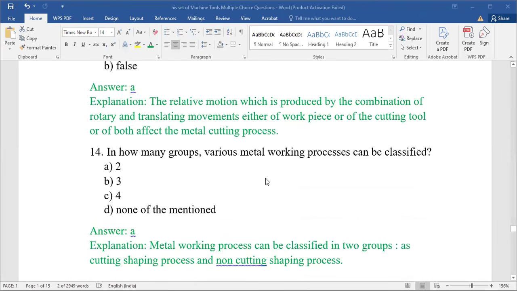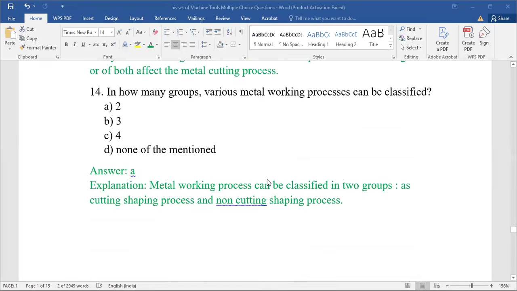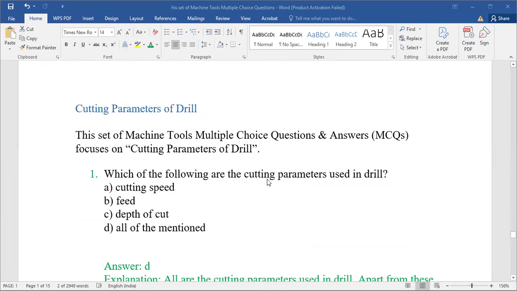14th, in how many groups can various metal working processes be classified? 2, 3, 4, none of the mentioned. A. Metal working processes can be classified in two groups: cutting shaping process and non-cutting shaping process. Next, I will go for a very important topic, cutting parameters of a drill.